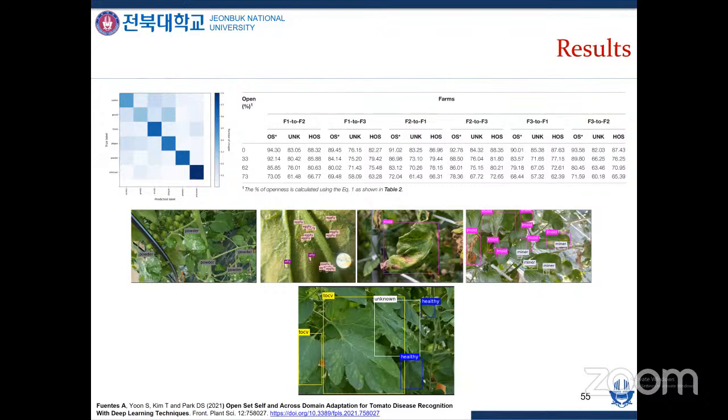This model is being developed for tomato crops, but we are extending our research to other types of crops as well, such as strawberries, paprikas, and melon, in Korea.